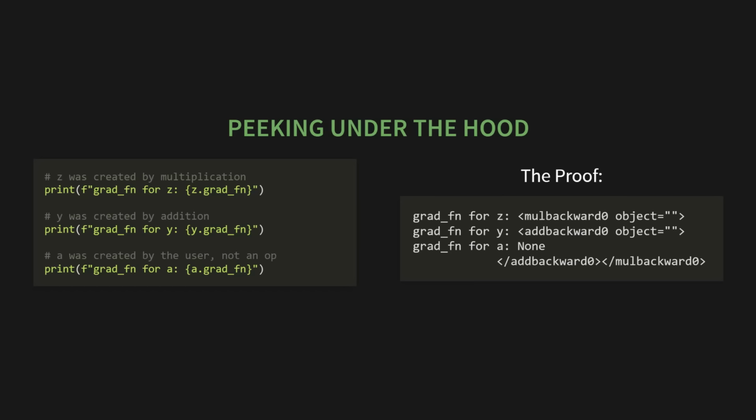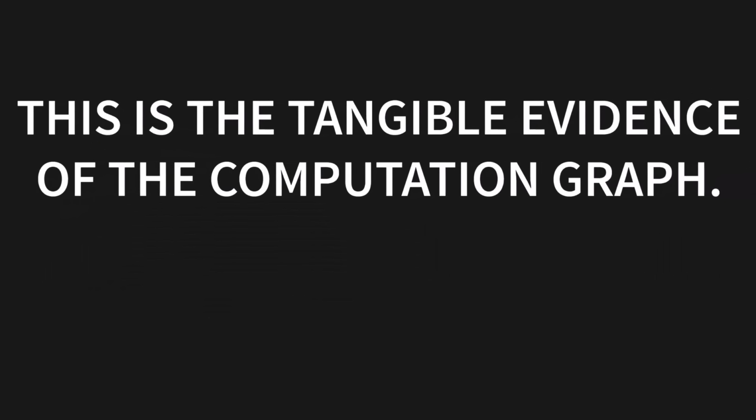It says it was created by a MulBackward0 object. That's the multiplication. Next, let's print y.grad_fn. It points to an AddBackward0 object. That was our addition. But what about a? Remember, a was created by the user, not by an operation. So when we print a.grad_fn, the result is None. This is the tangible evidence of the computation graph.